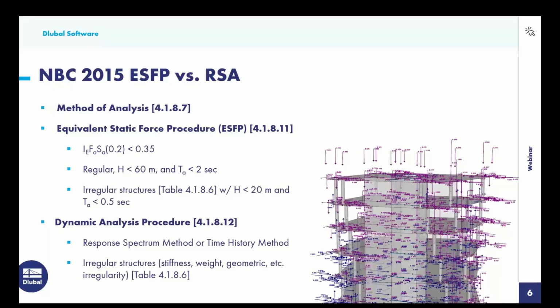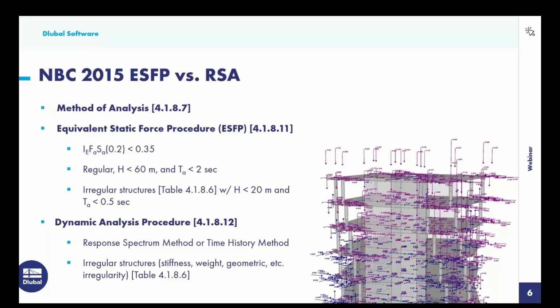Also, when we have a regular structure that's less than 60 meters in height and our lateral period is less than 2 seconds, or even for irregular structures, and we refer to table 4186 for irregularities with a height less than 20 meters and a lateral period less than 0.5 seconds. Well, then this equivalent static force procedure can be applied. So in summary, we can somewhat assume that this simplified method can be used for shorter, symmetric, more straightforward structures.